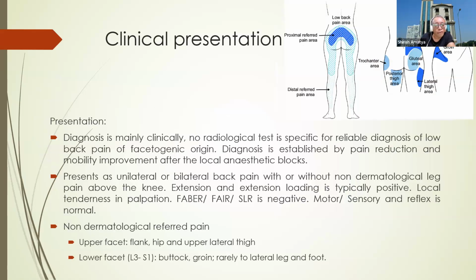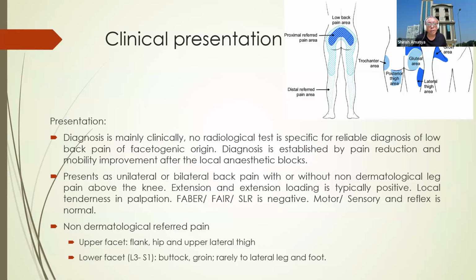Normally, if the patient is having low back pain and it's of facetogenic origin, the diagnosis is usually clinical and there is no specific radiological test. Sometimes we can see the arthropathy of the facet joint in MRI, but in a normal X-ray, we will not be able to find the pathology in the facet joint. So the diagnosis of facetogenic low back pain is usually clinical, and we can also give a diagnostic medial branch block or diagnostic facet block and see the improvement of pain and movement, which is also one of the diagnostic tests for facet joint arthropathy.